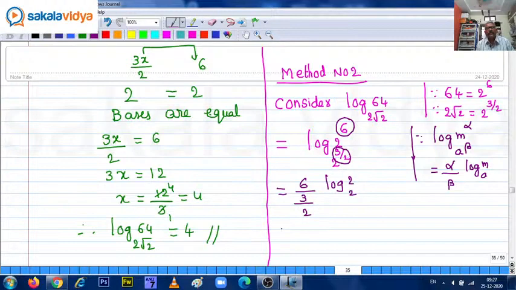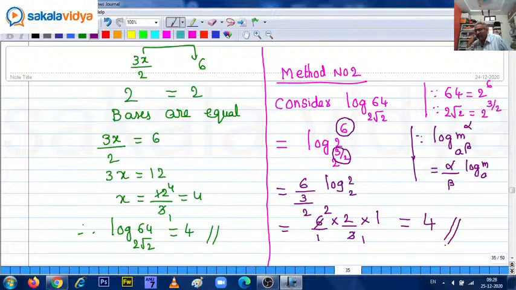Log 2 base 2 is 1 only. This we can write as 6 upon 1 into the reciprocal of 3 by 2, that is 2 upon 3. Log 2 base 2 is 1. 3 twos are 6, so 2 into 2 is 4. So the answer is 4.